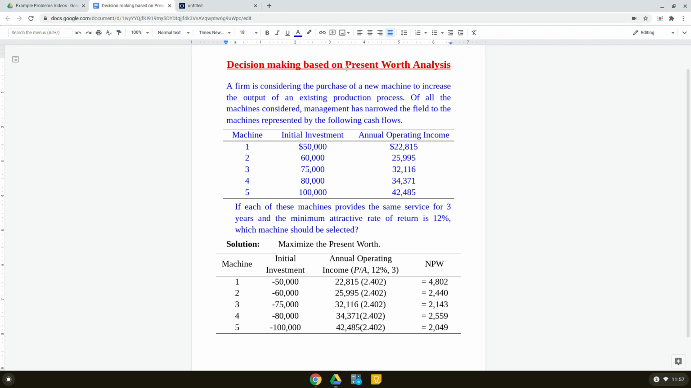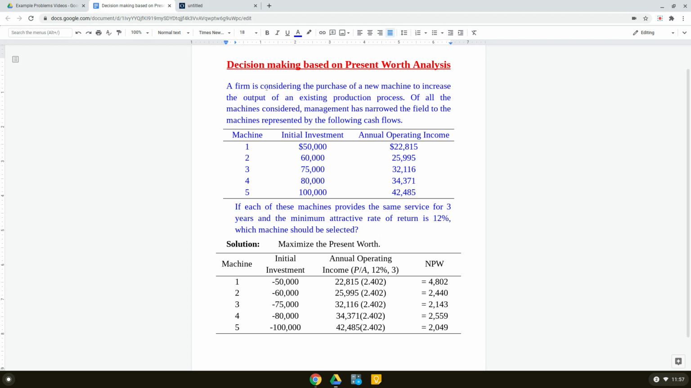We can calculate, if there are cash flows involved, the present worth or present value of the cash flows for each of the alternatives, and the alternative that gives us the highest present value or highest present worth is the most profitable alternative, right? And that's the one we choose. So we have a problem here. Let's read the problem first and then try to analyze it and select the right choice.